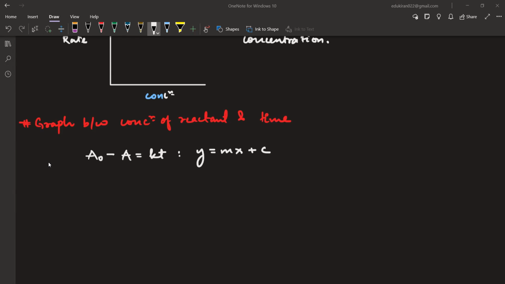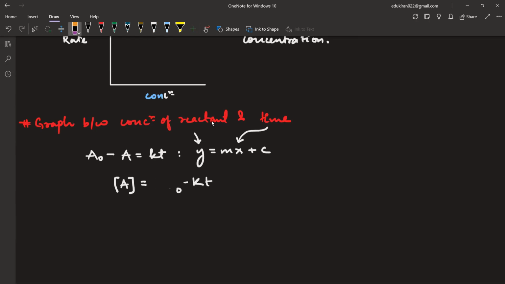Okay, fine. Now, this y is what? Y is our concentration of reactant. X is my time. And c is the intercept. If I have something like this, first of all, let me convert this into that form. So y is the concentration of reactant, that means it is A. So we'll have here A equal to A naught minus Kt.